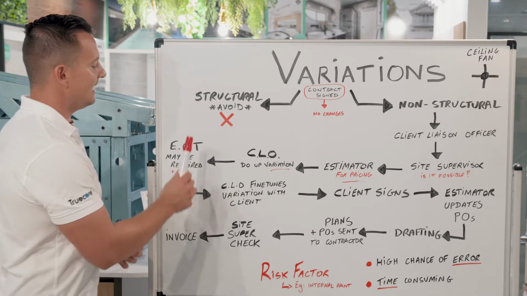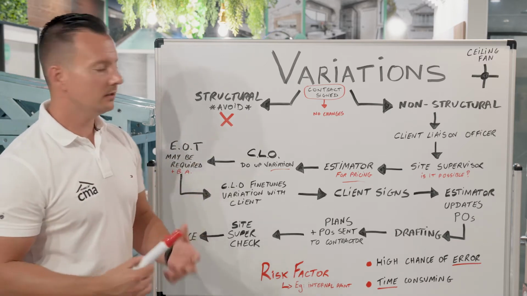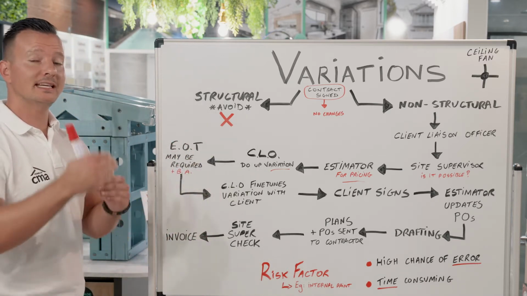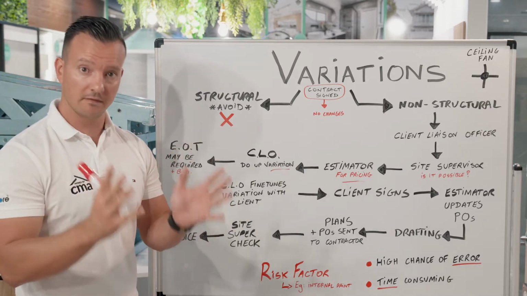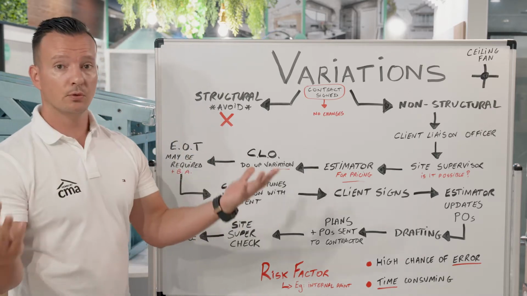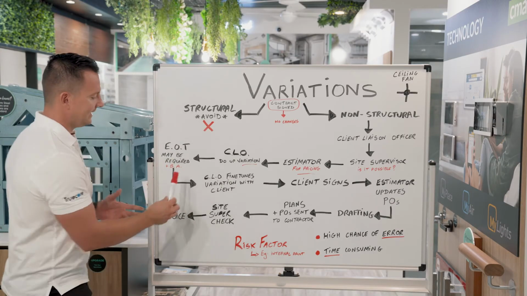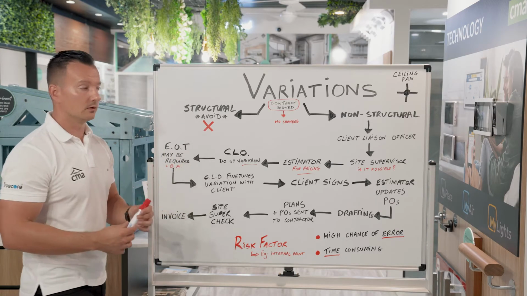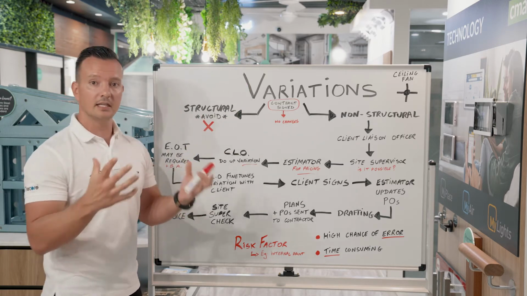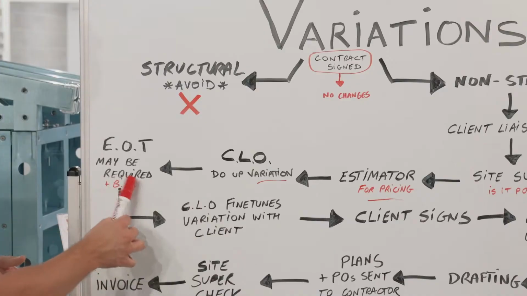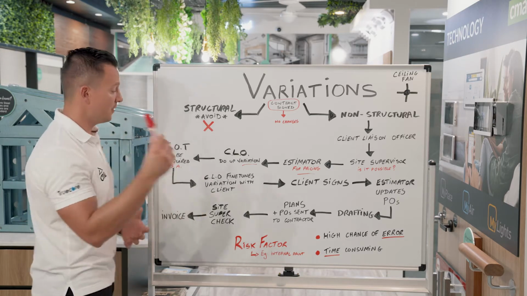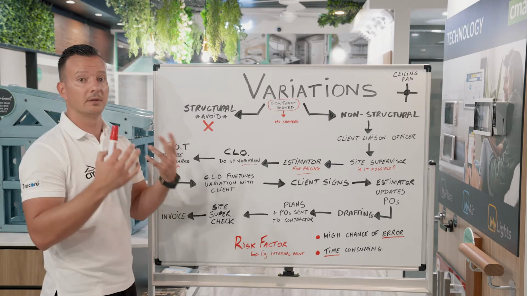Keeping in mind that an extension of time, so an EOT, may be required if your build is going to take longer because of that variation. For example, if you add a swimming pool to your build. The other problem we may be faced with is an updated building approval. For example, if you delete the ceiling fan to your alfresco, that will affect the energy efficiency of your house and therefore require an updated building approval.